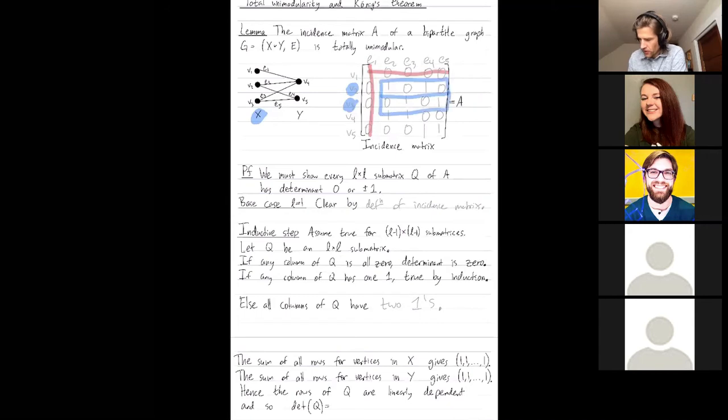So when I add those 2 rows together, I get this vector of all ones. And the reason is because every edge connects one vertex in X to one vertex in Y. Okay. So my columns all had 2 ones in them, and one of those ones corresponds to a vertex in X, and the other one corresponds to a vertex in Y. Of the 2 edges in each column, one of them corresponds to a vertex in X.